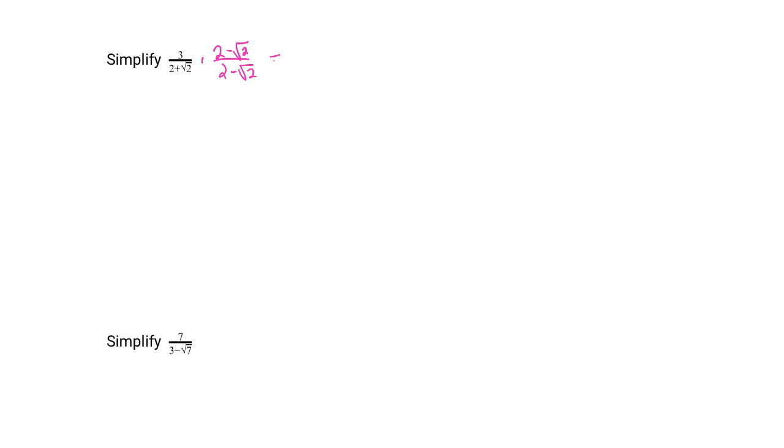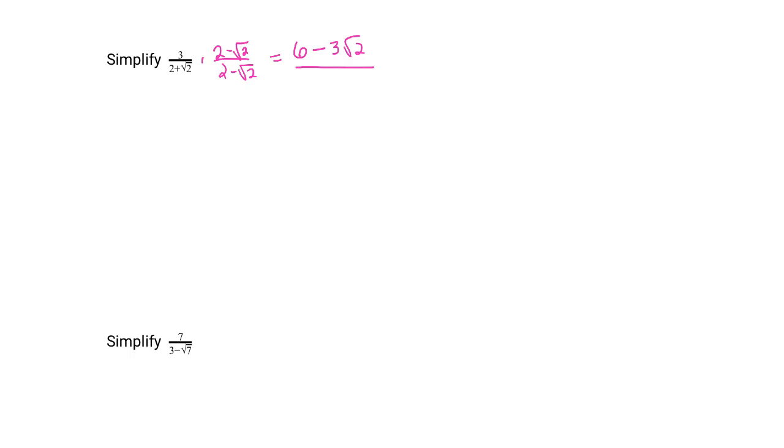Now we distribute. On the top, 3 times 2 is 6. 3 times negative square root of 2 is negative 3 square root of 2. I can't multiply 3 times the square root of 2 and put the 6 under the radical because 3 is an integer and 2 is not. Okay, they have to stay separate.